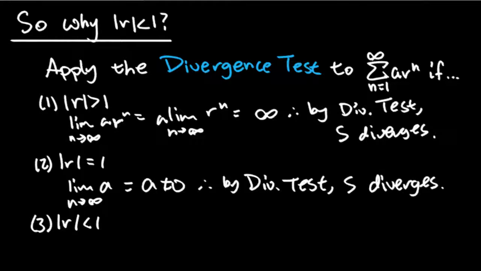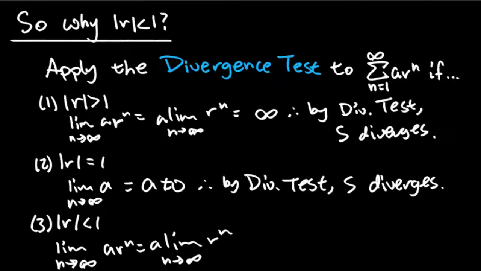How about r less than 1? Similar thing to number 1 over here, except for one little change: r is less than 1. So when you have something less than 1, or between -1 and 1, being raised to a power, that just gets smaller and smaller and smaller. So that approaches 0. Therefore, this may converge. By the theorem, we know that it does. We're not going to prove that here, but it does.